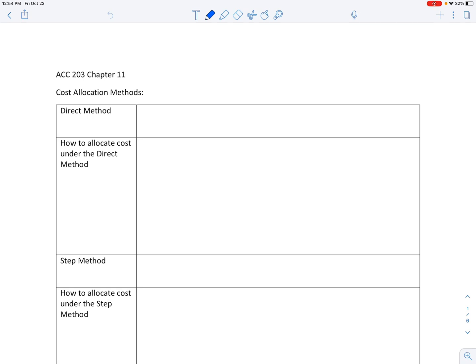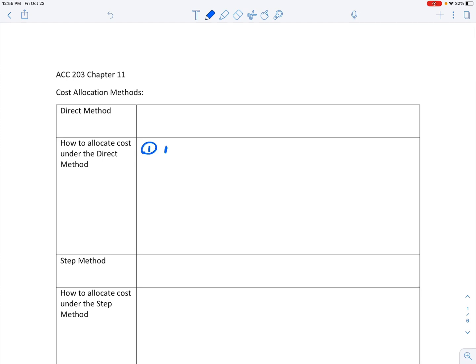First I'm going to go through these cost allocation methods. The direct method is taking these costs directly to the product. So again, in your own words, go through, write down what that means so that you'll remember, and hopefully then the equations and how to do it will stick a little bit better. So how do we allocate under the direct method?